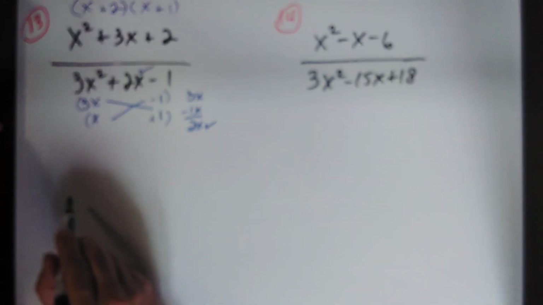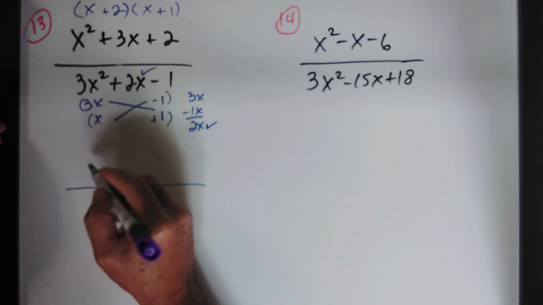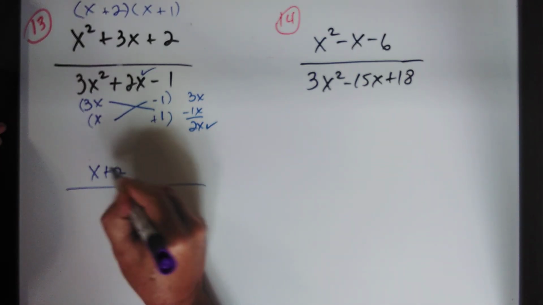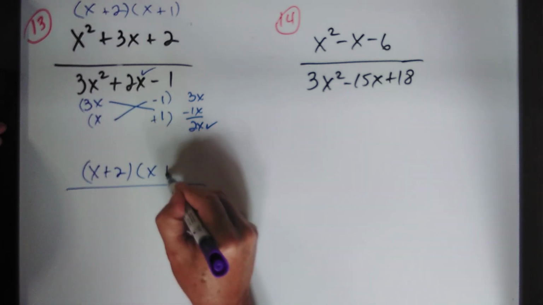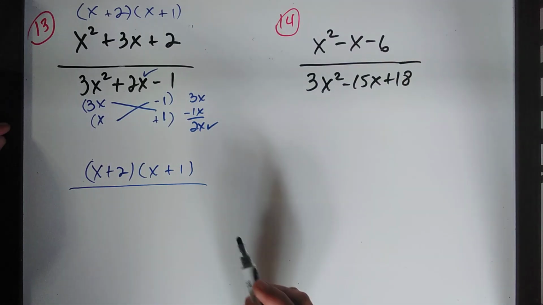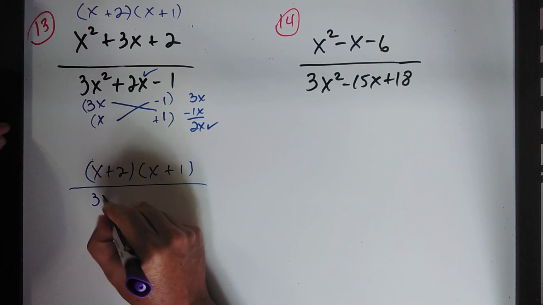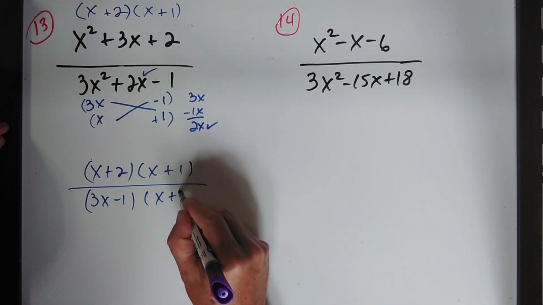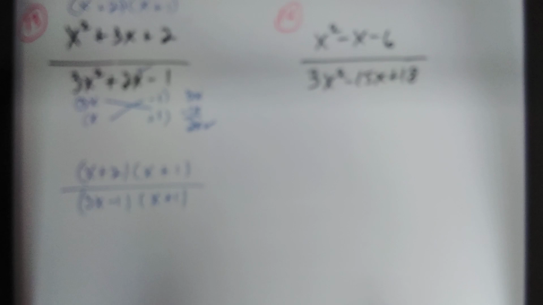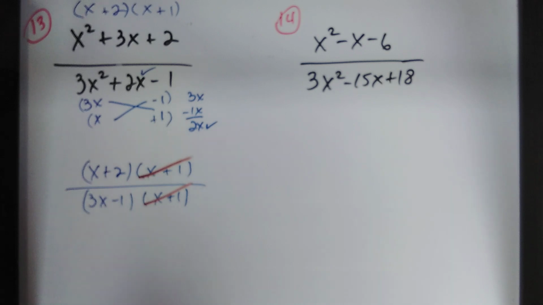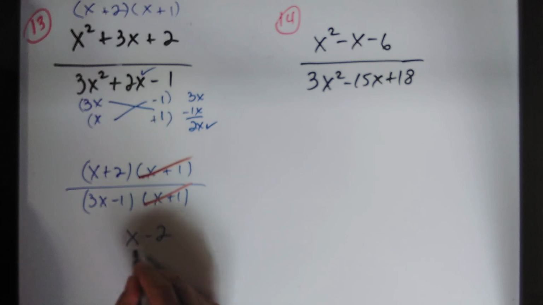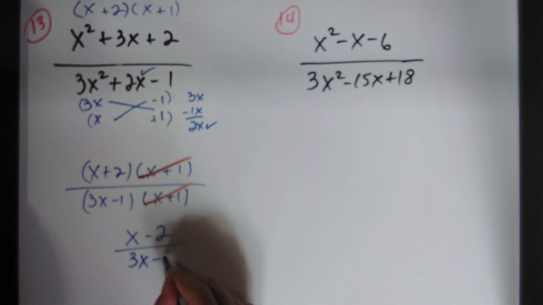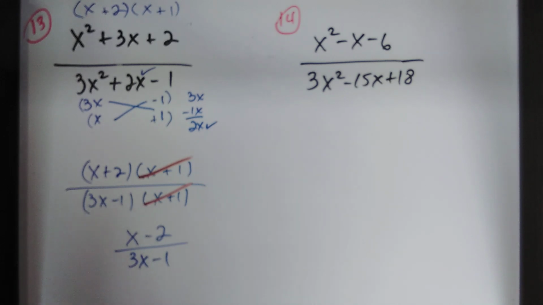Then put it all here. So on top I had x plus 2, x plus 1, and then on the bottom I have 3x minus 1 times x plus 1. And I notice that I have the same factor top and bottom, so I'm going to take it out. I'll take them out right there. So whatever is left is my answer. So my answer could be x plus 2 over 3x minus 1. And that is the end of it.